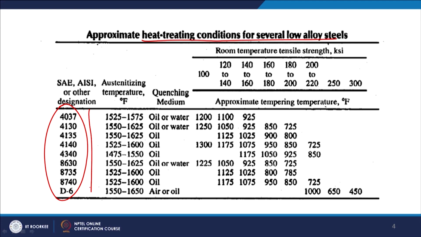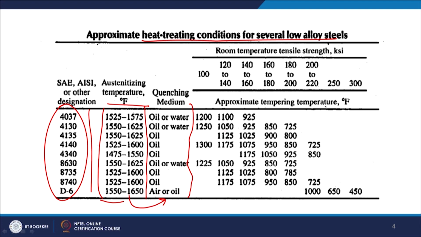So, there are various grades of the heat treatable low alloy steels, and this column is showing the kind of the temperature which is to be used for austenitizing and followed by the water or oil quenching. So, after austenitizing we need to apply the suitable cooling rate, so that the required martensite can be formed, and after that the tempering is carried out.